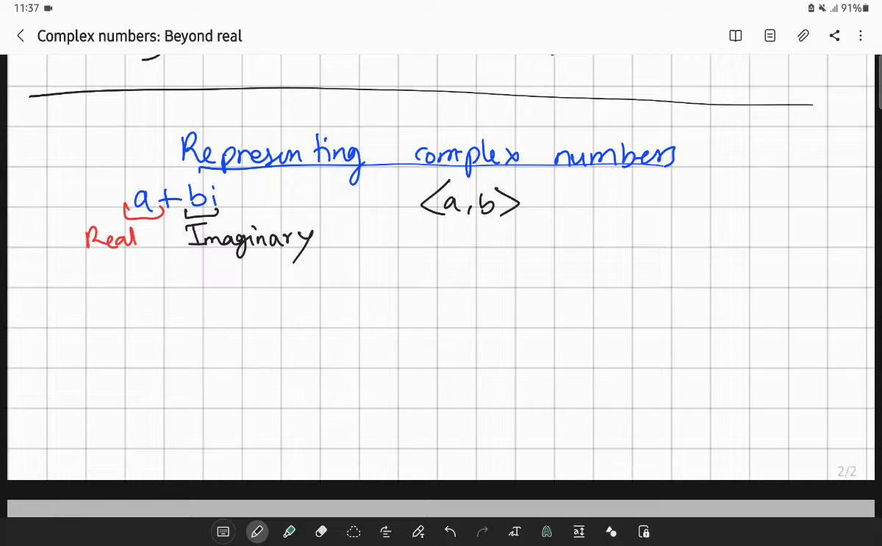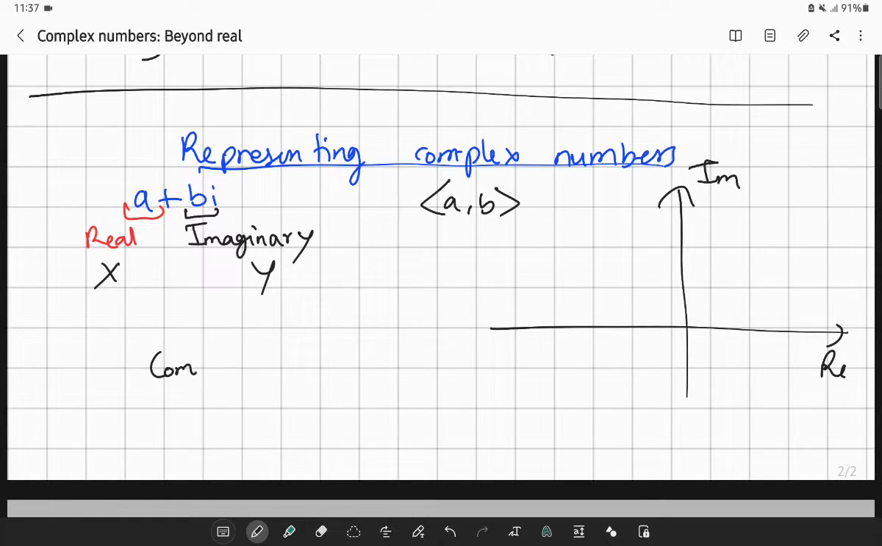Complex numbers form a vector space, and that's a fact. So you can think of real and imaginary parts as being the x and y axes. So x might represent the real axis, and y might represent the imaginary axis. This is what we call the complex plane, or Argand plane, depending on how fancy you want to sound.